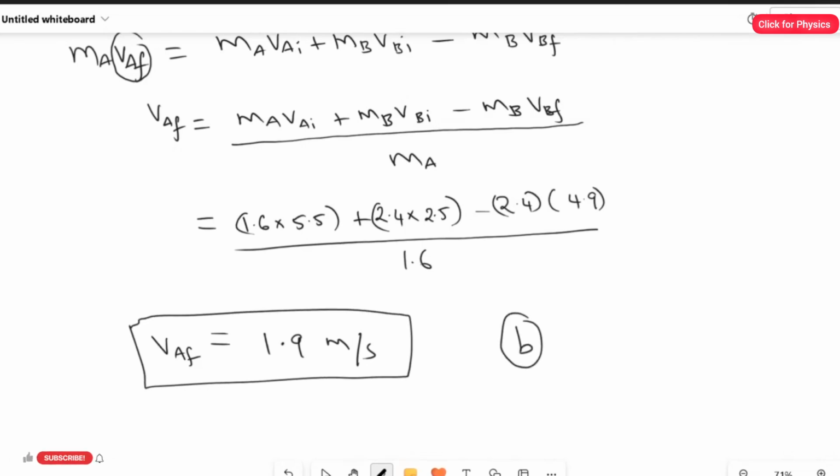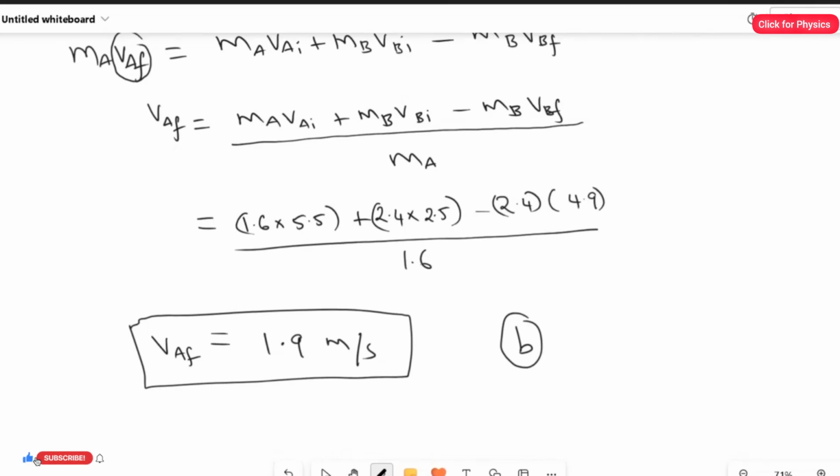Now we have to give the answer for the B part. What they ask in the B part is, after the collision, whether the block moves in the left direction or right direction. For getting the answer for the B part, you have to see the answer for the first part. What is our answer in the first part? We got the positive value of 1.9. That means the block is moving right side.